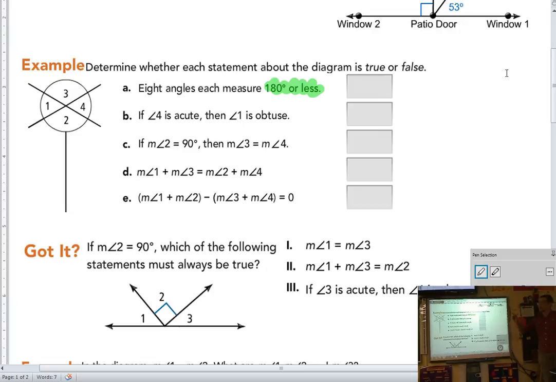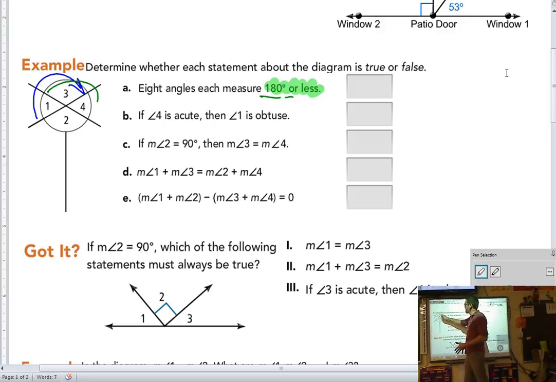So if we look at A, let's count up first. Is angle 1 180 or less? Yes, so that works. Angle 2 works. 4, 3. These all work, the individual ones. So we've got 4. Then if I combine these, what would be the angle measure of angle 1 plus 2? 180. So that one would work because it's 180 or less.